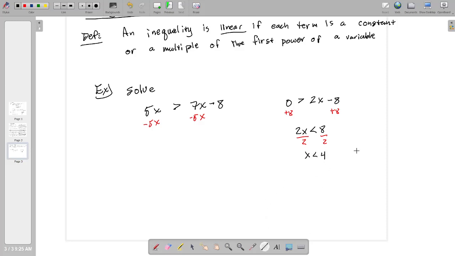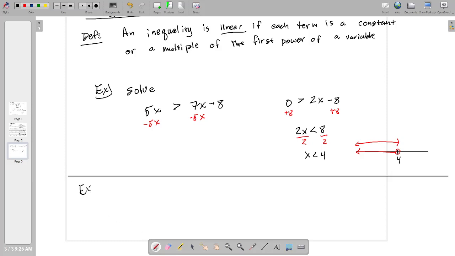Now to graph this, all we have to do is find 4. Now we have that it's less than 4, not less than or equal to. So we have an open hole here, or if you prefer, you can have a parenthesis. And all of these values. This is how it would look if you used a parenthesis instead of an open circle.